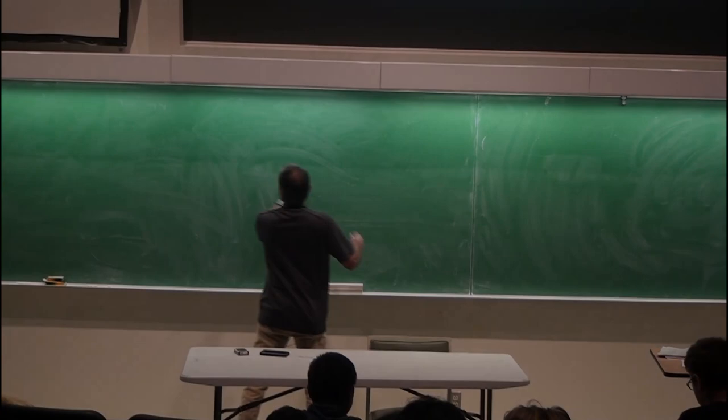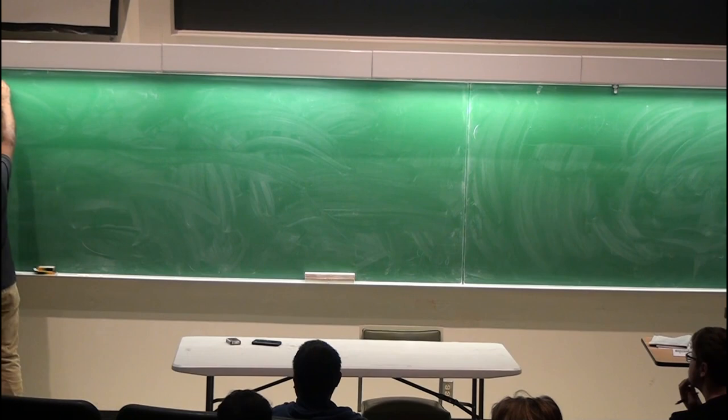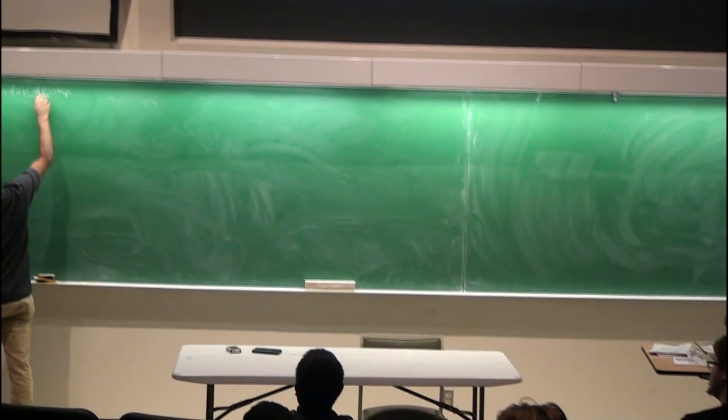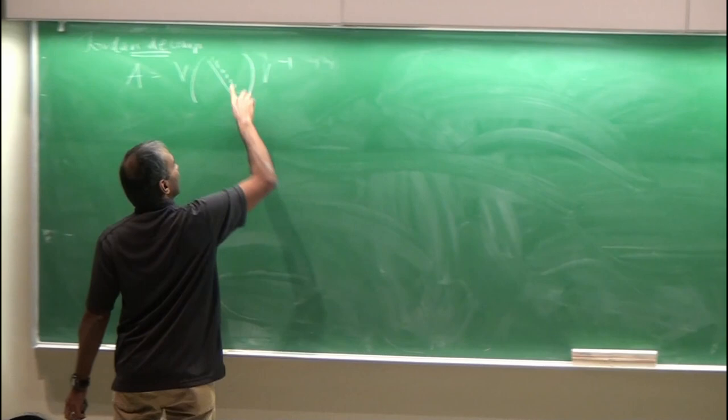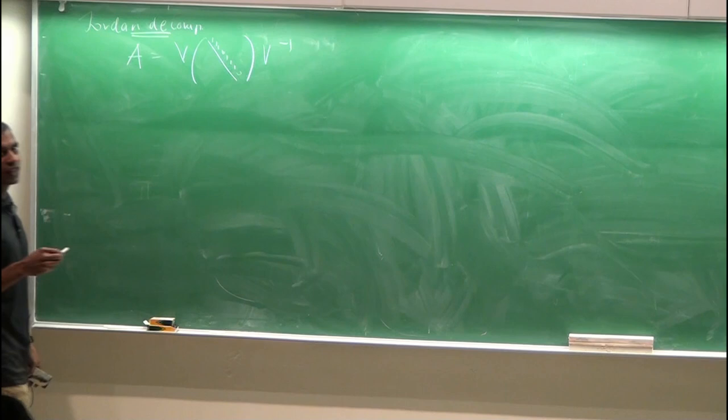Let me just briefly review what we did in the last class. So remember, our goal now is to prove the Jordan decomposition of a matrix, right? So we want to prove that we can write a matrix A as V times a bi-diagonal matrix times V inverse, where in the bi-diagonal matrix, the super diagonal has ones and zeros on it. This is called the Jordan decomposition.